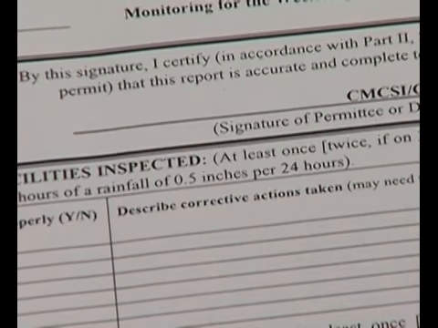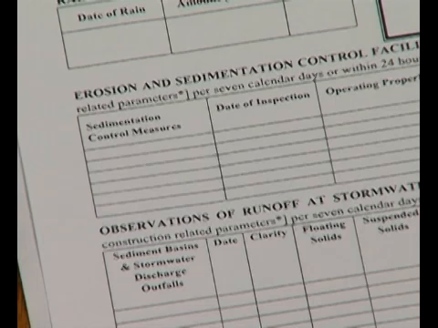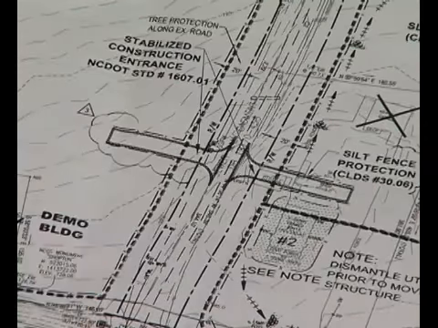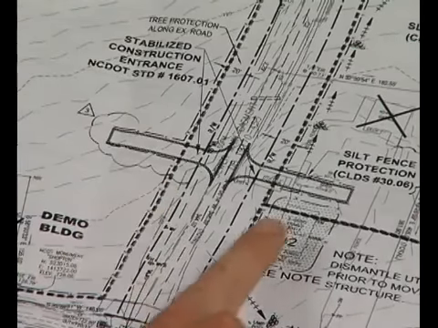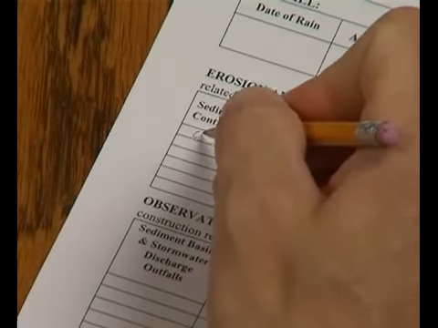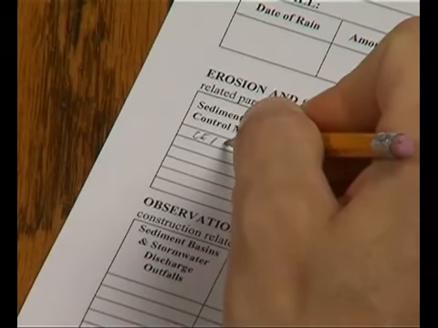Just below that, you'll see the section titled Erosion and Sediment Control Facilities Inspected. This will be the list of your BMPs. I'd like to start by identifying all the construction entrances. There are two on this particular site.